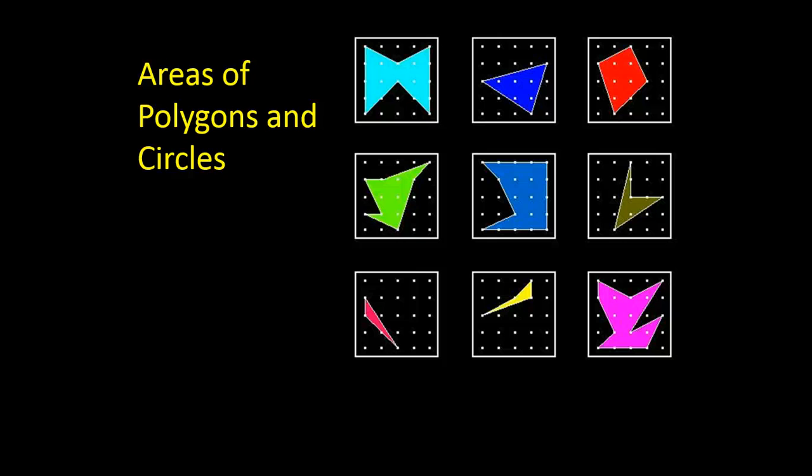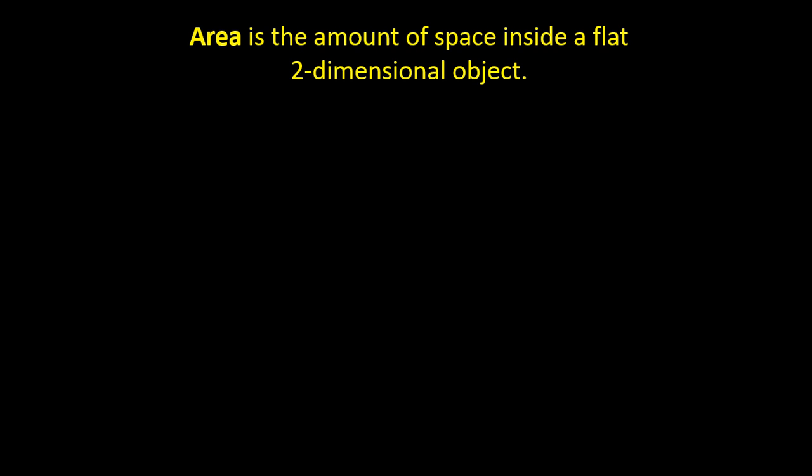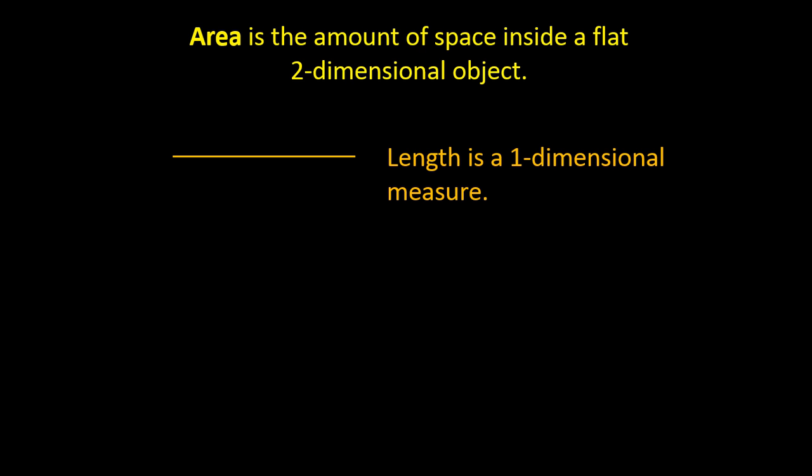Our next topic is areas of polygons and circles. So let's start with a definition of area. Area is the amount of space inside a flat, two-dimensional object. Now keep in mind that we've just talked about what length is. Length is just a one-dimensional measure.